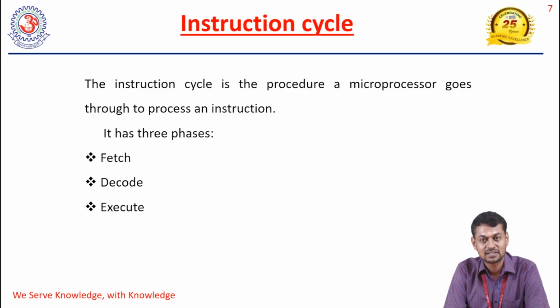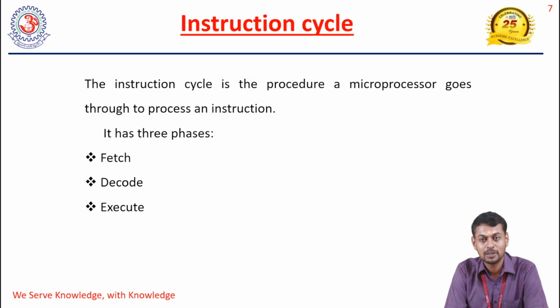Whenever you start executing any instruction, there are some phases. The primary phases are fetch, second decode, and third execute. Fetching is just taking the particular instruction and analyzing it. Decoding is understanding the particular instruction.